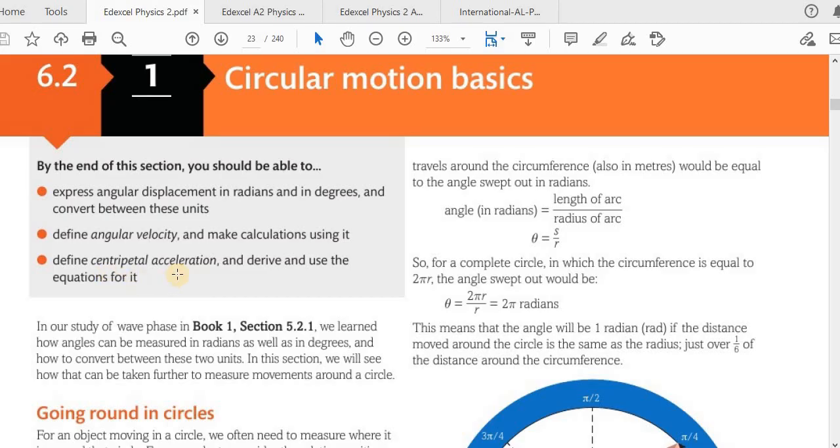Then also, you see, define centripetal acceleration and derive and use the equations for it. So I showed you how to derive it. Now once you have the equation for acceleration, simply substitute that in the equation F equals ma. For acceleration, you substitute that, then you will get the centripetal force.